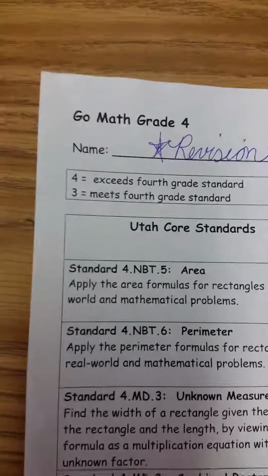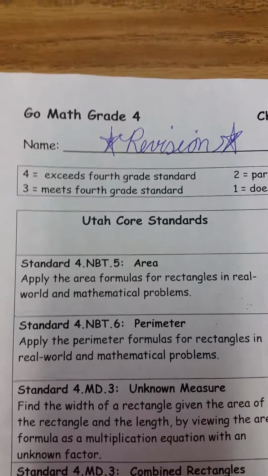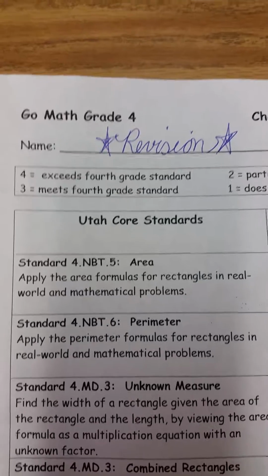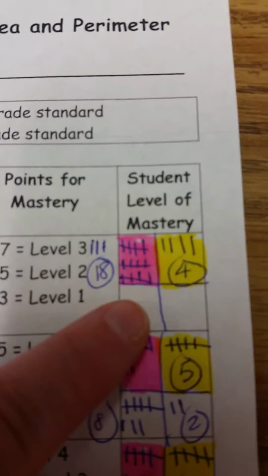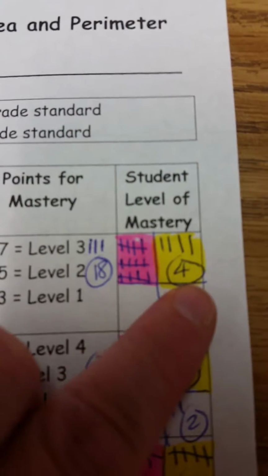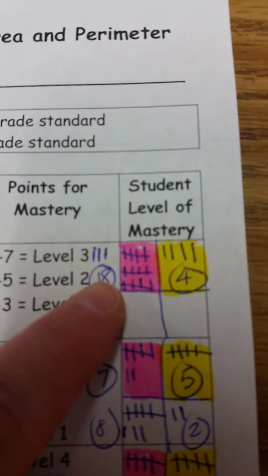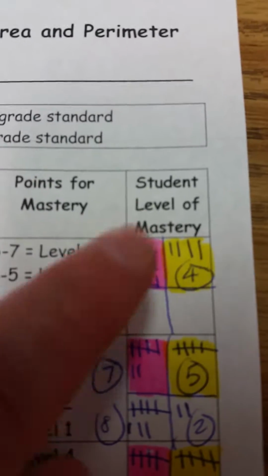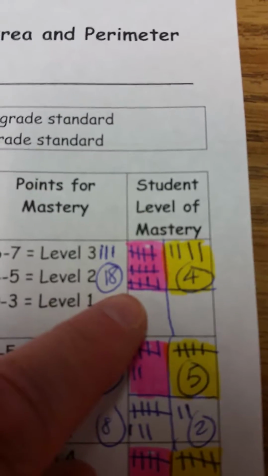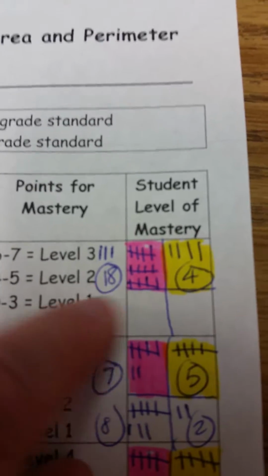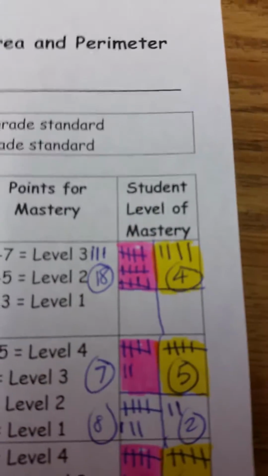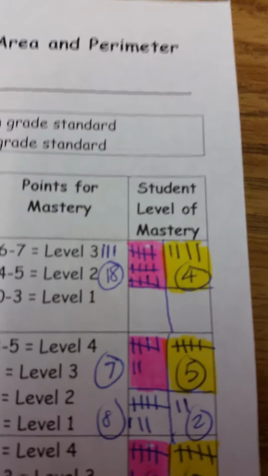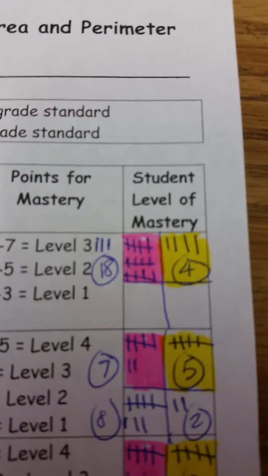So you'll notice for this particular standard, apply the area formula for rectangles in real world and mathematical problems, I had no students who got 3s, no 4s. I had 4 students who got a level 2 and 18 students who got a level 1. So this was a really challenging skill for my class. And if I have 18 students who are not able to do this, that is something that's pretty serious, and that's something that I need to address.